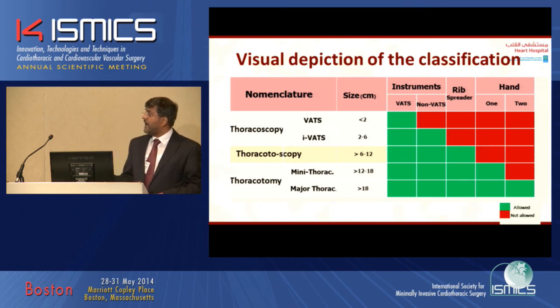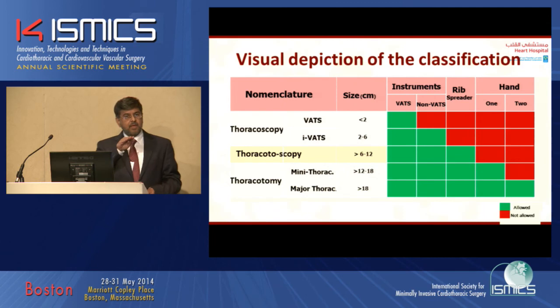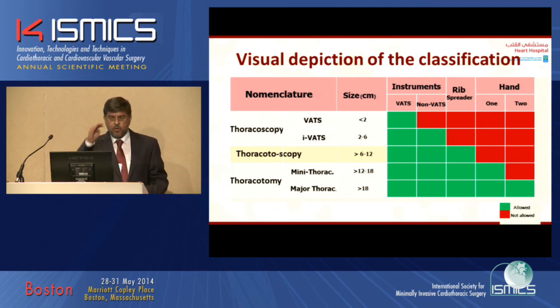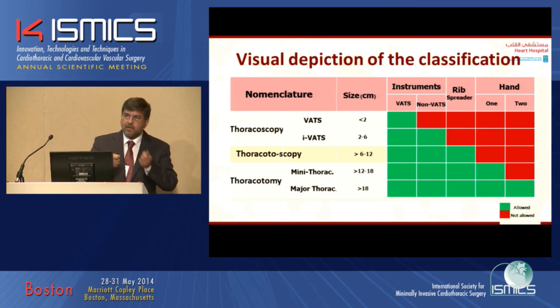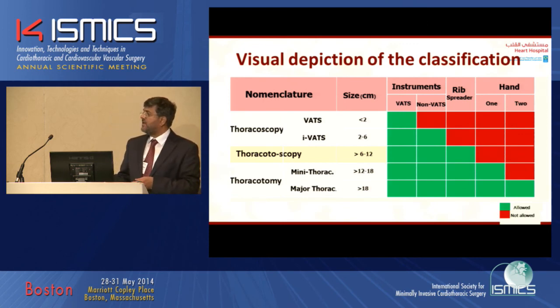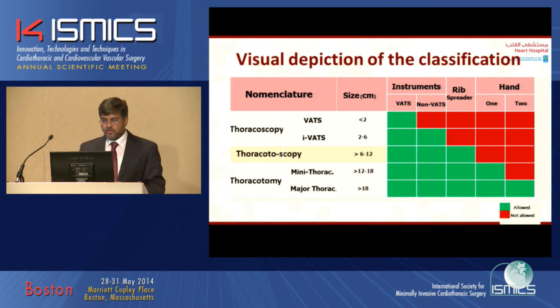In an incisional VATS, you can use some non-VATS instruments with the VATS instruments. A small rib spreader, a small lung retractor can go in. You can have a couple of swab sticks in there helping you out. If you have 12 to 18, it's classified as a mini thoracotomy. It allows 1 hand plus. And if you have much more than that, then of course, it's a major classic or standard thoracotomy.